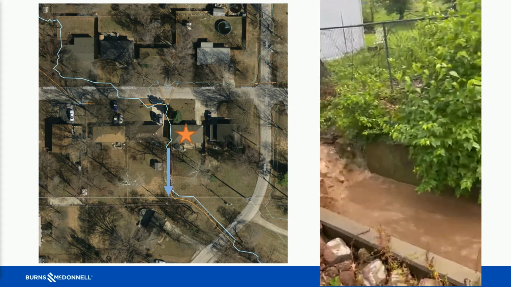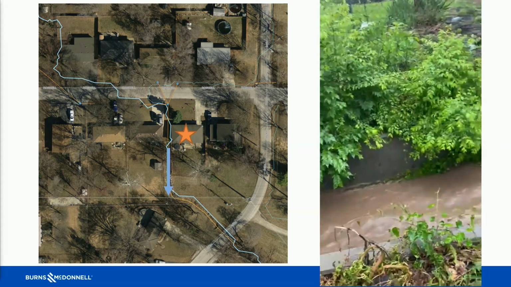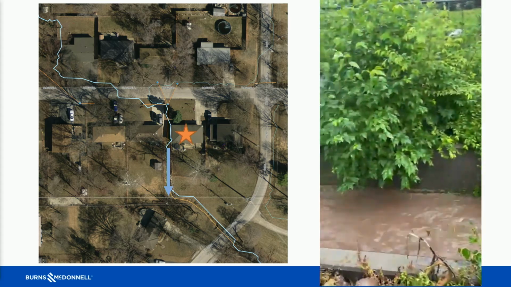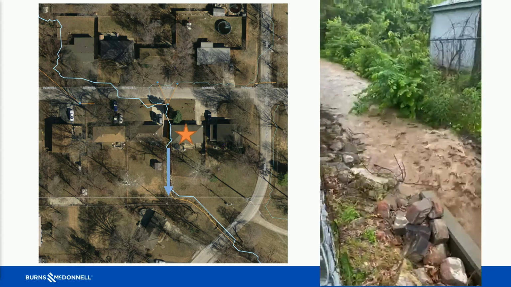Never seen water like this before, running between their houses. This must have been some type of event. It's running fast. There's a lot of water here. It is on the overland flow path.